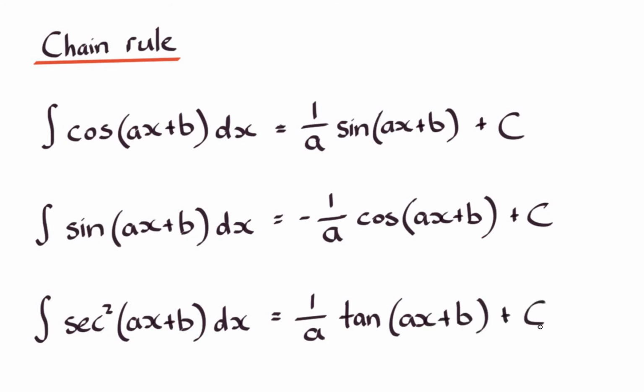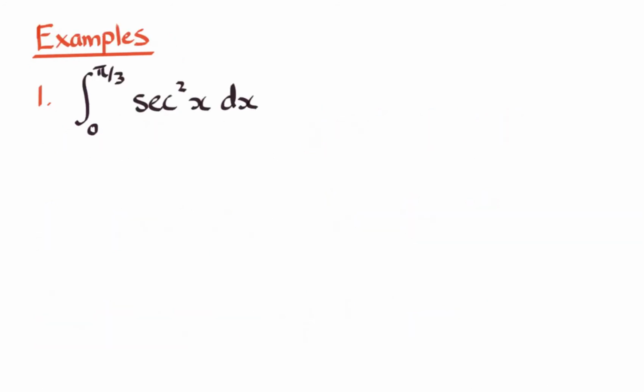Okay, so with our basic rules and our chain rules done, let's do some examples. Example 1. The integral of sec squared x dx between 0 and pi on 3. So we've just seen that the integral of sec squared is tan. So that's nice and easy. And then we have our limits, or our lower and upper bounds.